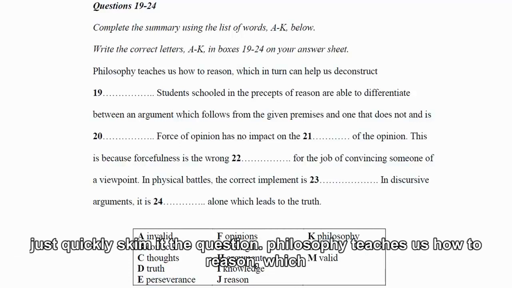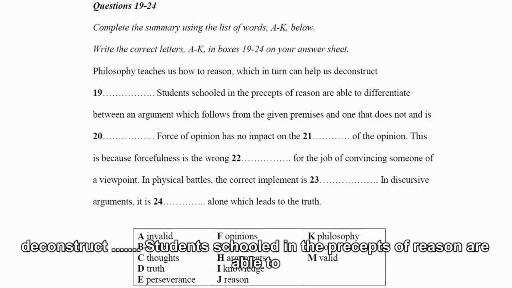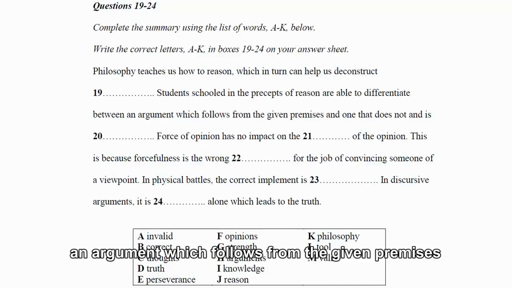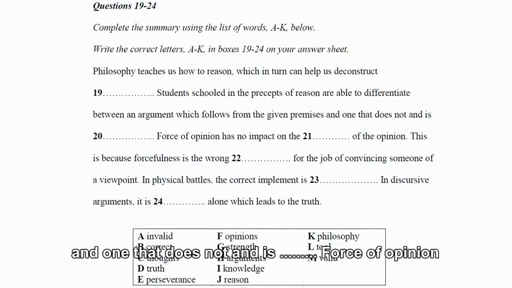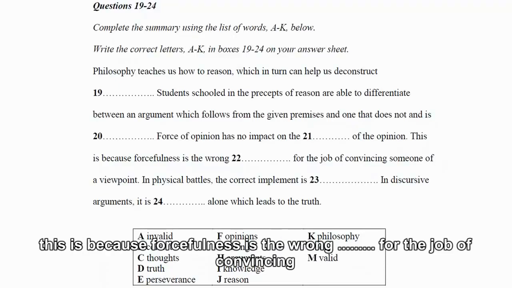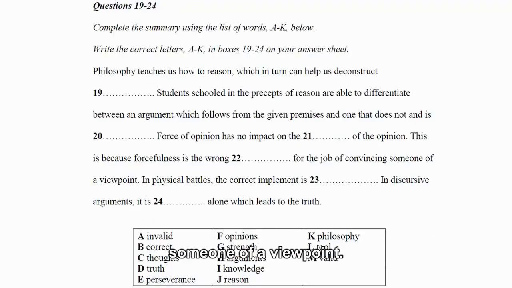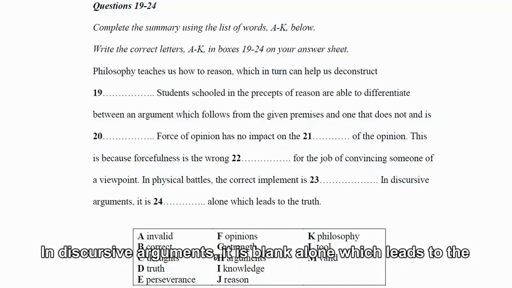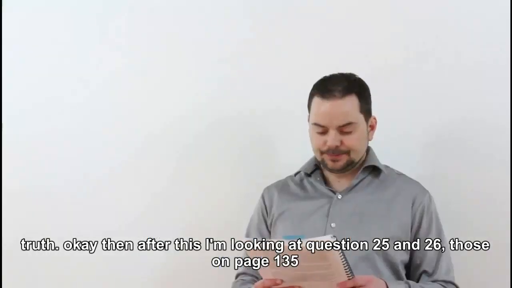question. Philosophy teaches us how to reason, which in turn can help us deconstruct something. Students schooled in the precepts of reason are able to differentiate between an argument which follows from the given premises and one that does not and is something. Force of opinion has no impact on the something of the opinion. This is because forcefulness is the wrong something for the job of convincing someone of a viewpoint. In physical battles, the correct implement is blank. In discursive arguments, it is blank alone, which leads to truth.